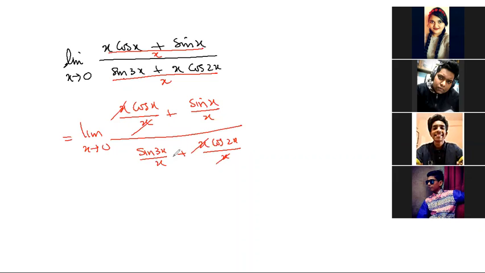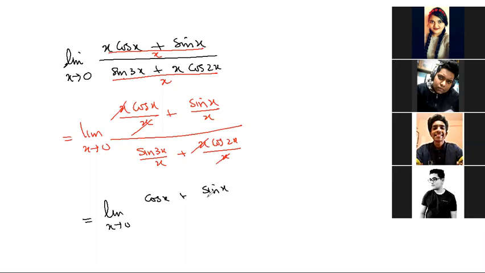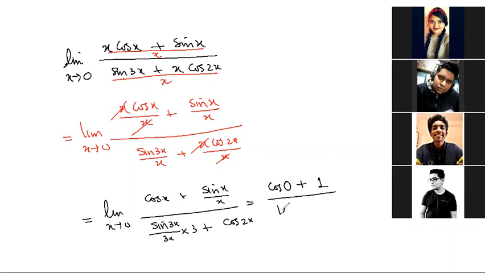Only thing, we need a 3 here, so we can divide and multiply. Next step I will write: cos x plus sin x upon x, divided by sin 3x upon 3x into 3, plus cos 2x. Now we'll apply the limit. So my answer will become cos 0 plus 1, divided by 1 into 3 plus cos 0.